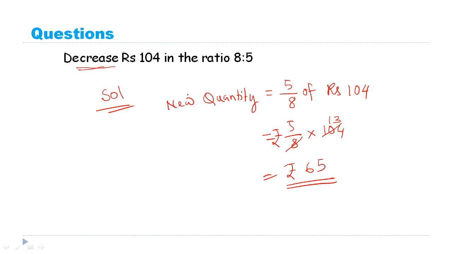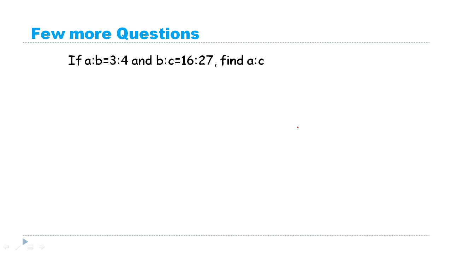Now if you want to check whether our answer is right or wrong, you can do one thing. You just find the ratio of the original quantity to the new quantity, and you will get 8:5. The original quantity was 104 and the new quantity was 65. Check this out. If you find the ratio, you will get 8:5, then our answer is right. In this way we can check the answer.